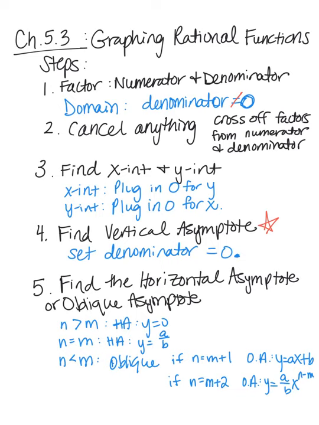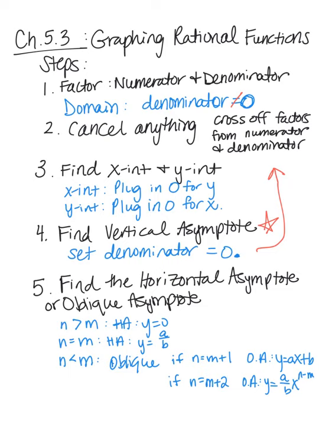So that's the reason that we want to cancel off. Then the next thing that we want to do is find the x and the y intercept, remembering that we're going to plug in a 0 for either the x or the y and solve. For the vertical asymptote, we set whatever's left in the denominator after we've canceled off equal to 0. That'll give us our vertical asymptote. And then the last thing that we want to do is find the horizontal asymptote or oblique asymptote, depending on what it is.